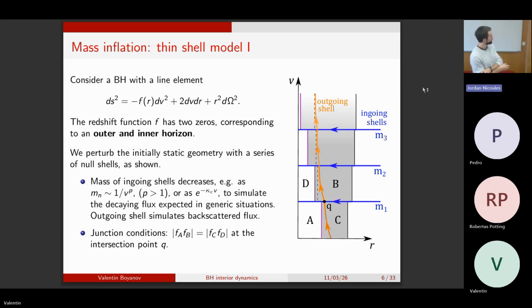I should say the metric can be written in this form in all regions, on all sides of the intersection points, but in different coordinates. So in some coordinates it's like this, but say the v coordinate of the exterior and of the interior of the outgoing shell will be different. We'll see that later.